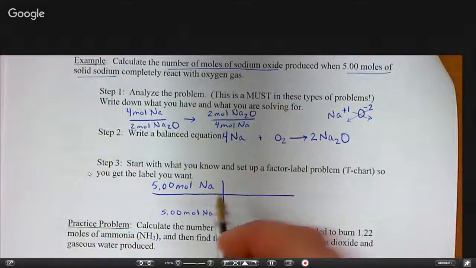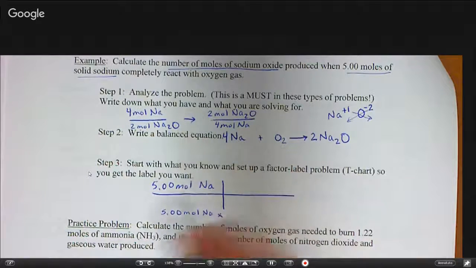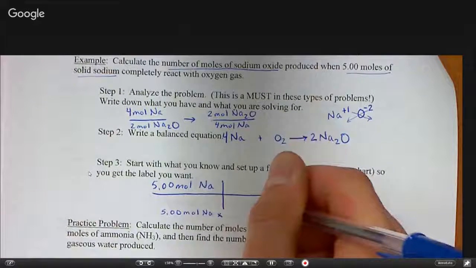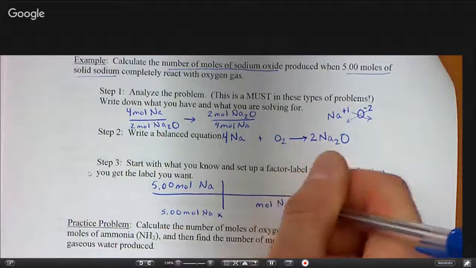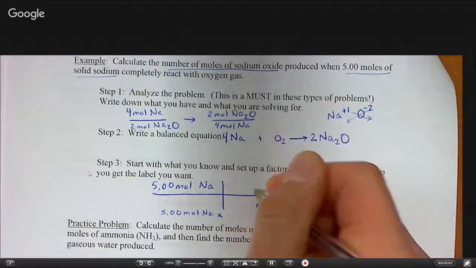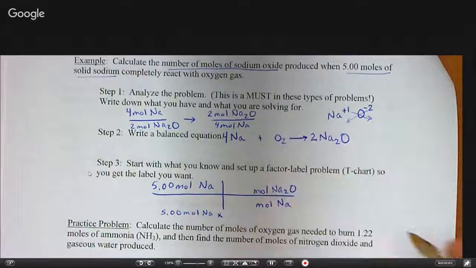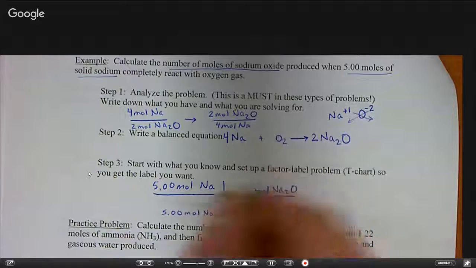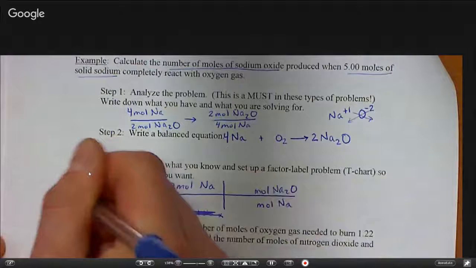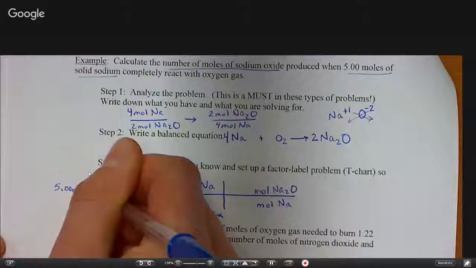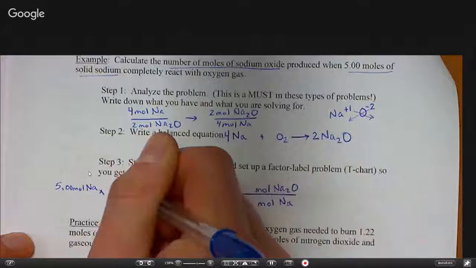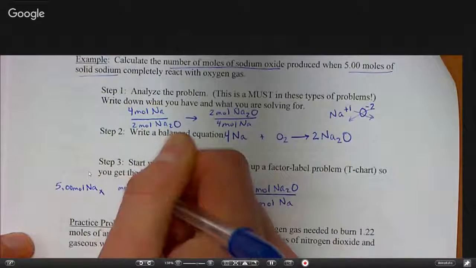All right, so we go with the conversion factor. The idea is we have moles of sodium, and the new unit that we want is moles of sodium oxide. Okay, notice I'm going to write this over here. You still see it? Yep. So 5 moles of sodium times, we've got a mole of sodium oxide.